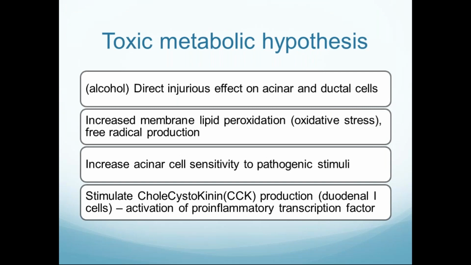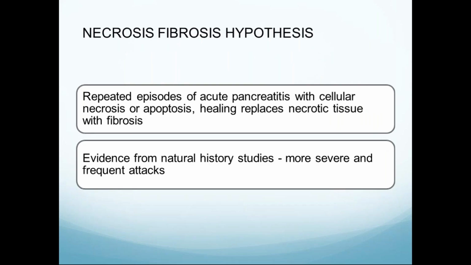Another is the toxic metabolic hypothesis. Ingestion of toxic agents, that is alcohol, causes direct injury of the SNR and ductal cells, which increases membrane lipid peroxidation and free radical production. These free radicals cause oxidative stress and increase the SNR cell sensitivity to pathogenic stimuli. So these stimulate cholecystokinin production and activation of pro-inflammatory transcription factors that cause chronic inflammatory processes. Okay. So in pathology, you will be dealing with all this process.